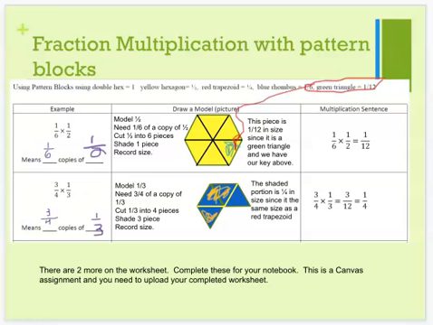Notice that the 3 pieces that I've shaded are 3 green triangles, which is 3/12, or you could also see a red trapezoid, which is 1/4. So 3/4 times 1/3 is 3/12 or 1/4.